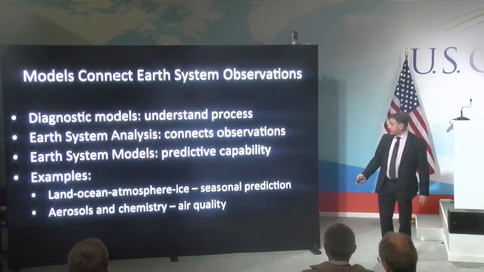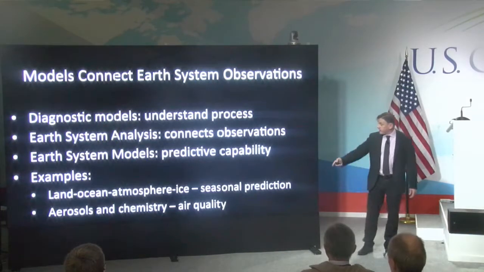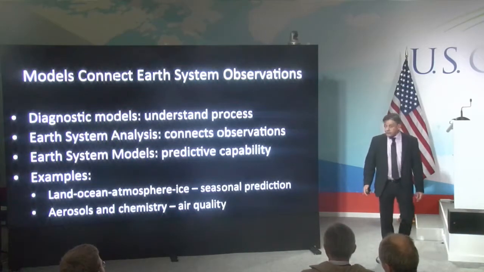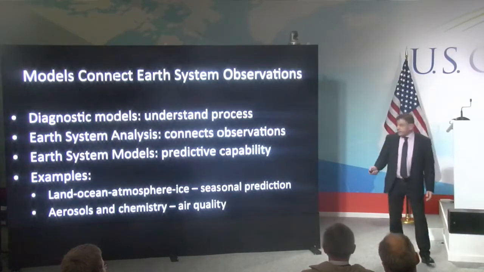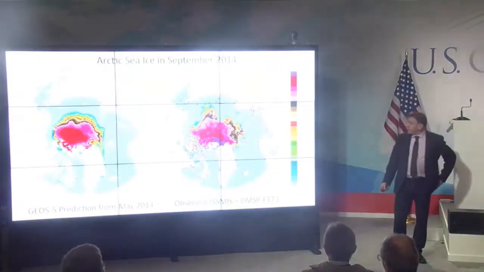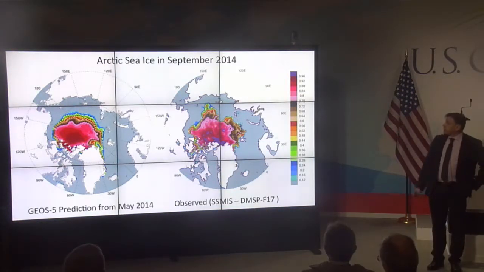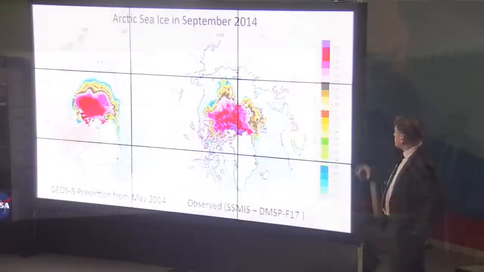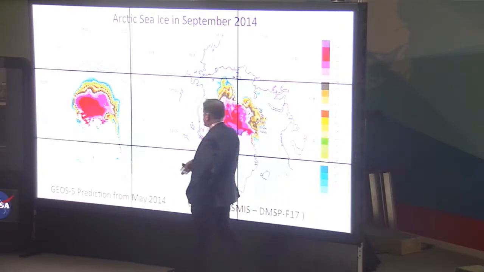So I just want to show a couple of examples here. The first one is predictions of ice on seasonal timescales, and the second one is aerosols and chemistry, which is very related to air quality, going into the health domain. So the first one, this is just a static image, and it's essentially showing the prediction of Arctic sea ice in September of 2014 from a version of our GEOS5 model that was initialized in May of 2014.